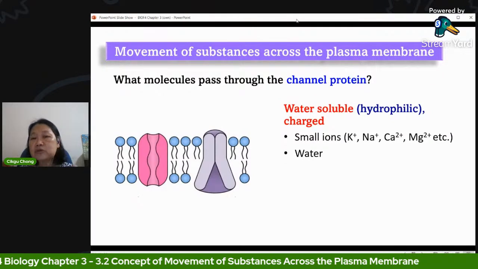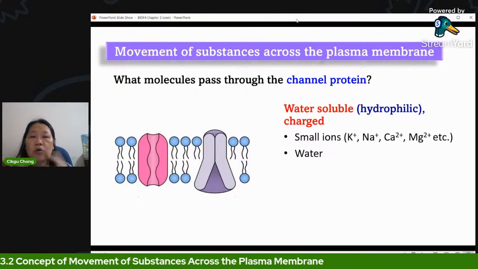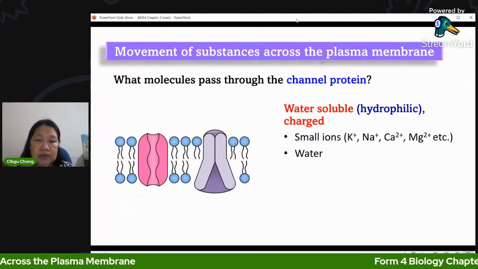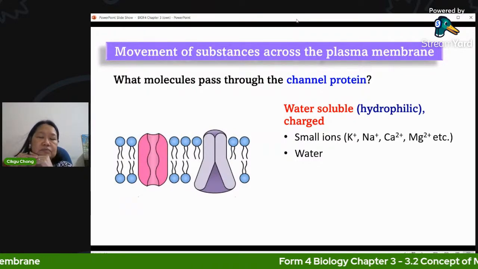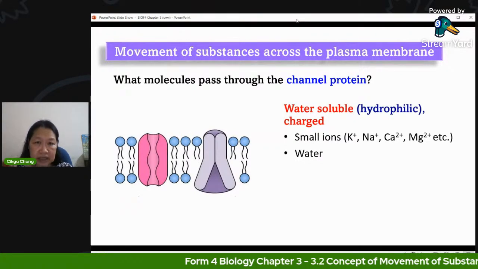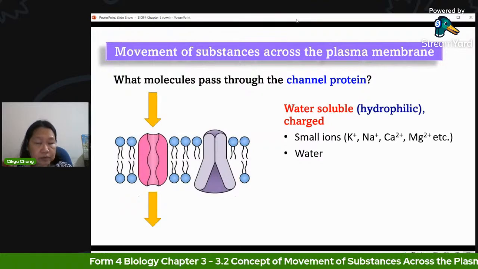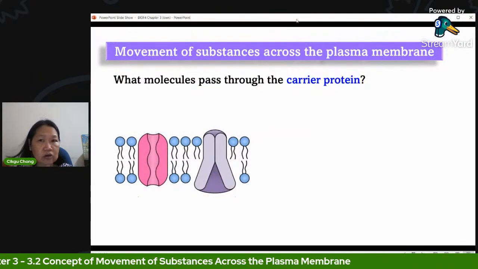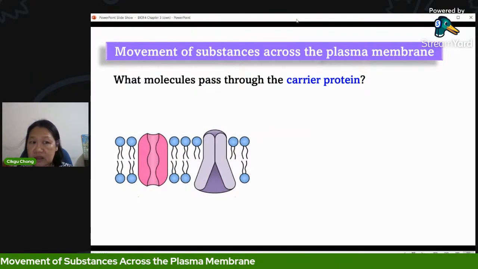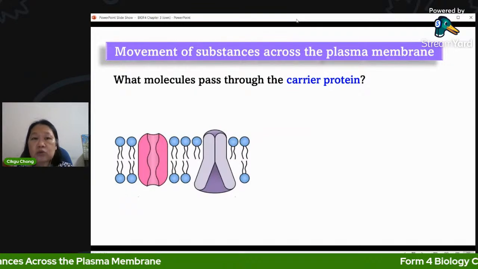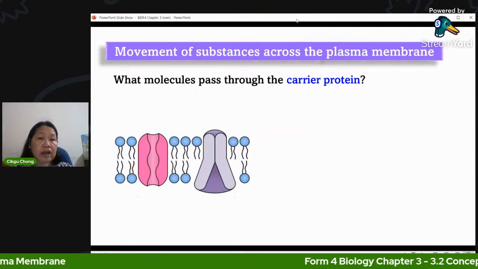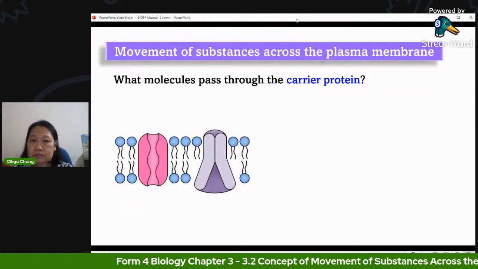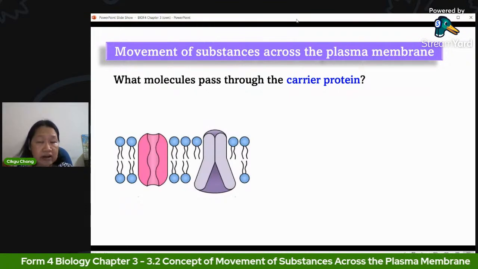Now you have another group of substances which do not qualify for the first characteristic just now, and also do not qualify here, because they are large. Now let's look at the next one. So this one is channel protein. Now what about the third group? If it doesn't qualify for the first method and cannot go through the second, which is the channel protein, it will probably go through the carrier protein. So the third group of substances will go through the carrier protein. What are the characteristics first?